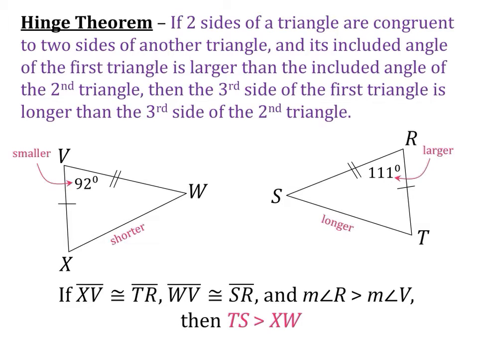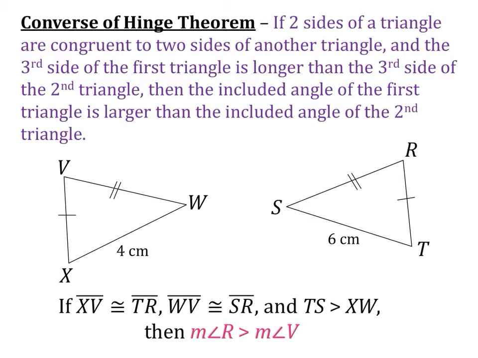So in other words, when you have two triangles that have congruent sides, the smaller included angle, so that's between the two sides that are marked congruent, the smaller angle will be across from the shorter side, compared to the larger angle across from the longer side. So we're saying that this side is going to be shorter than this side when all these parts correspond in this relationship. So let's look at the converse.